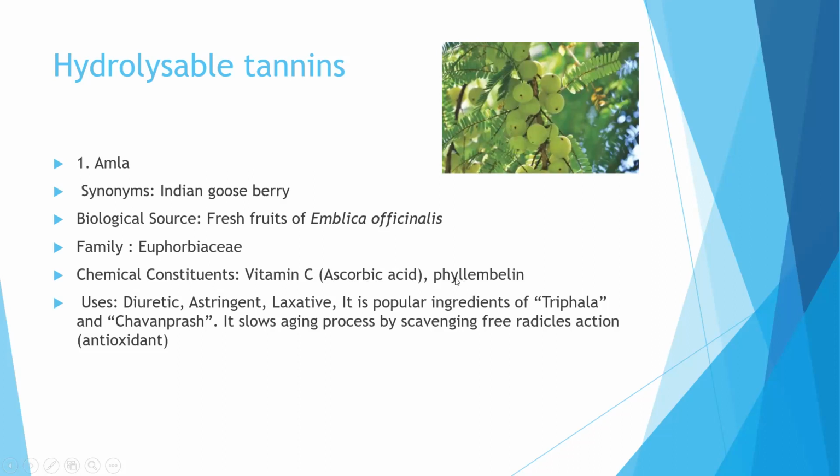And second is phyllemblin. Uses of amla are diuretic, astringent, laxative. It is a popular ingredient of Triphala and Chyawanprash. It slows the aging process by scavenging free radicals, meaning antioxidant property in amla.